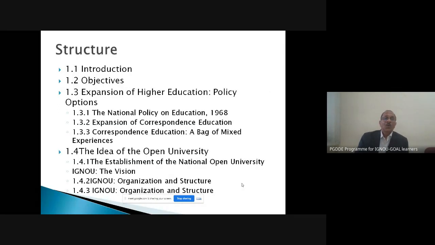Now we talk about IGNOU, the first unit: the expansion of higher education and policy options. It talks about the various policies: the 1968 policy, expansion of correspondence education, and correspondence education as a bag of mixed experiences, and the idea of an open university. So this is the broad structure of this particular unit.